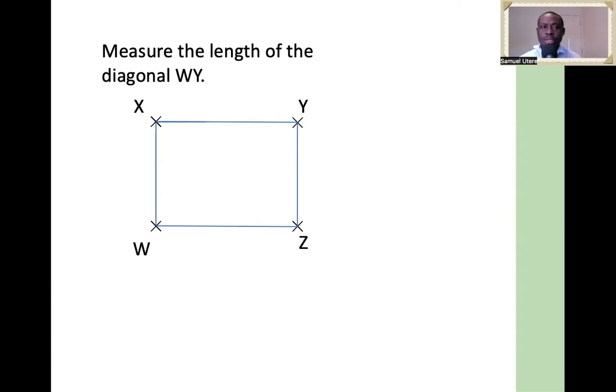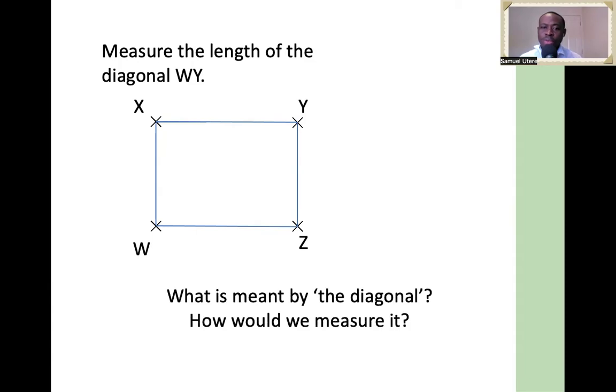What if you're asked to measure the length of the diagonal WY? How would you do this? To do this, I want you to have a think of these two questions. What do we even mean by diagonal? And how would we measure it? Well, a diagonal is the line that runs from one vertex across to the other end of the other vertex.